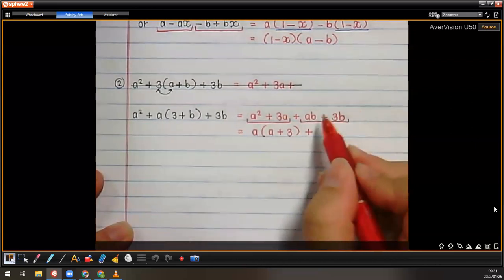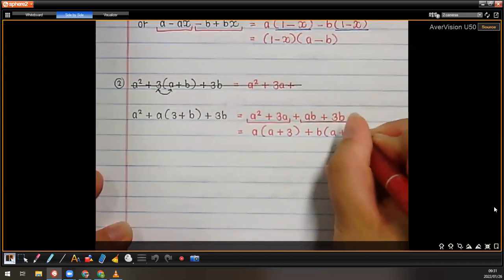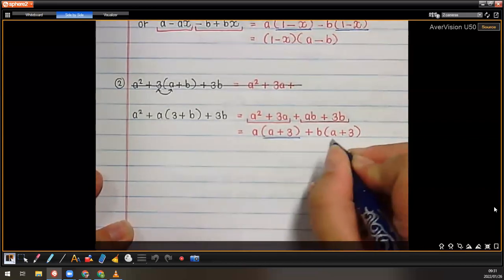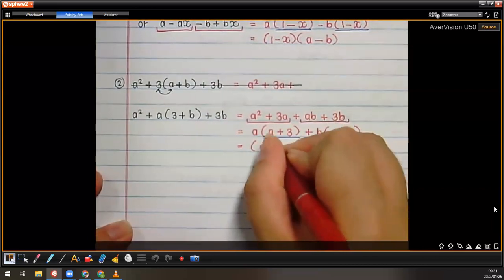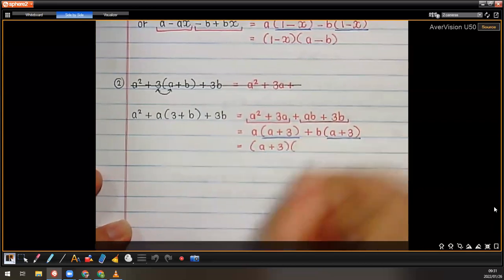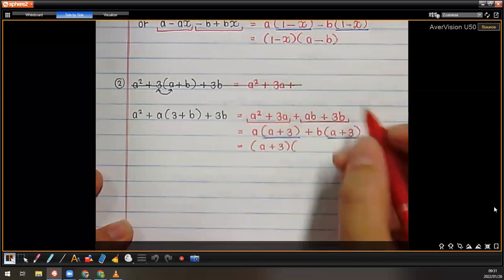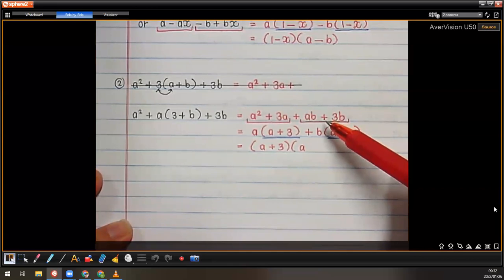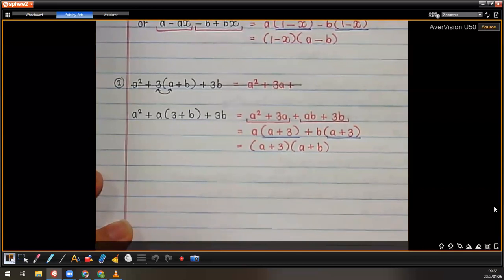Plus, from the next 2 terms, I can take out a common factor of B. And then if I divide each of those terms by B, I'm also left with A plus 3, which gives me that common bracket that I can then take out. So I'm left with A plus 3. And when I divide by the A plus 3, I'm going to be left with A. And from the second term, if I take away that A plus 3, it will cancel out and I'll be left with plus B. Okay, there we go.